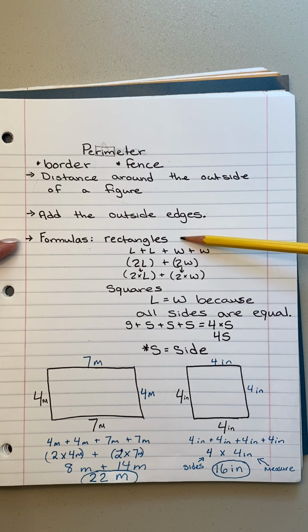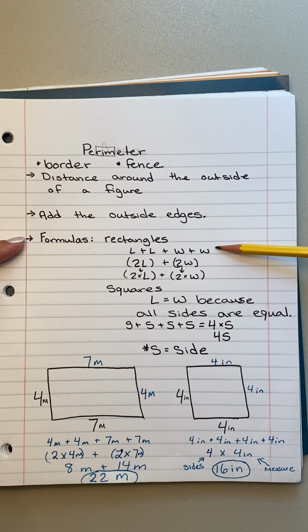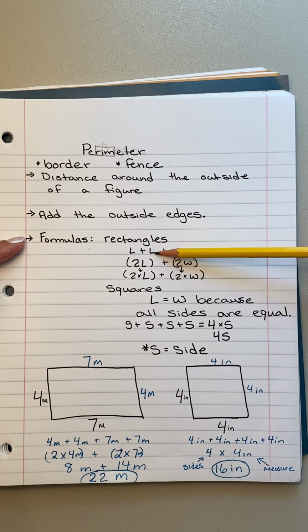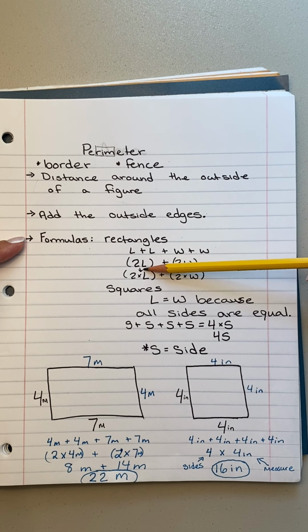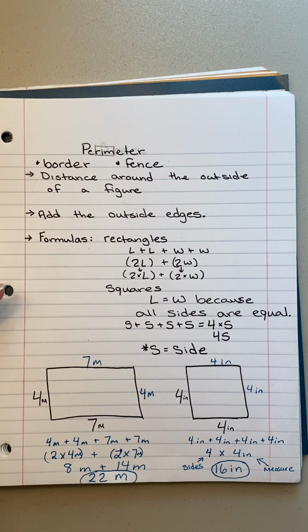If we look at rectangles, we follow a formula. Length plus width plus width. This is the same thing as saying 2 times L, which can be written two different ways, and then adding 2 times the W, 2 times the width. So for 2W or 2 times W, it's the same thing written two different ways.